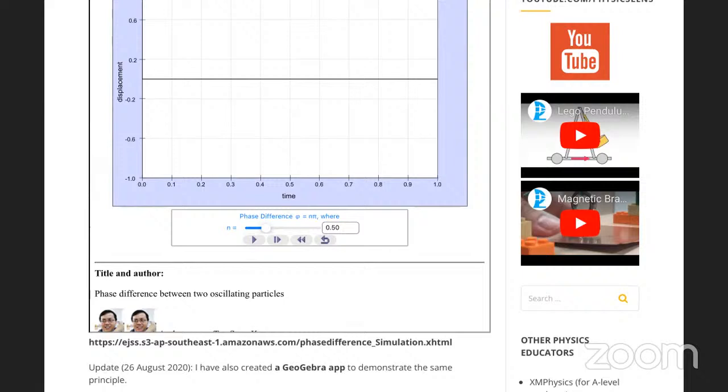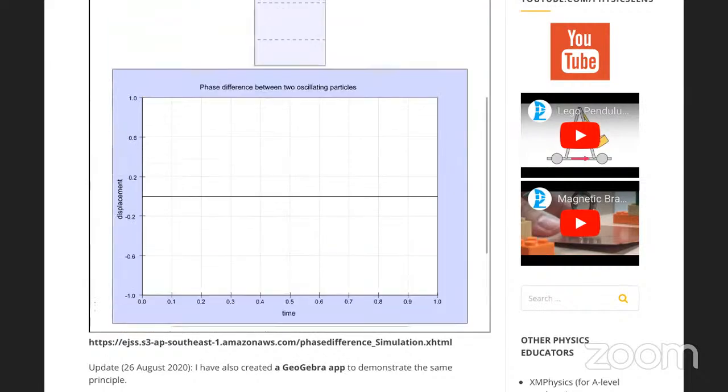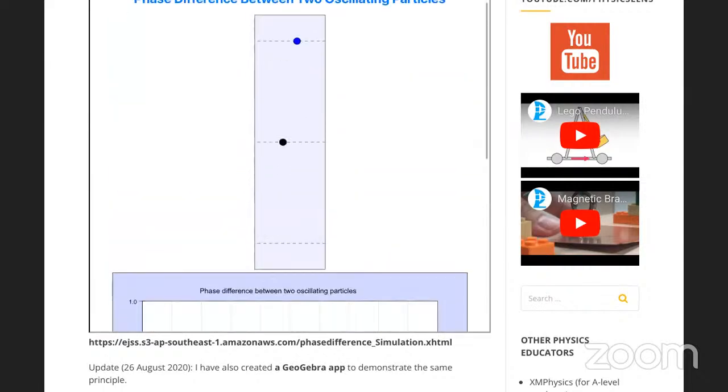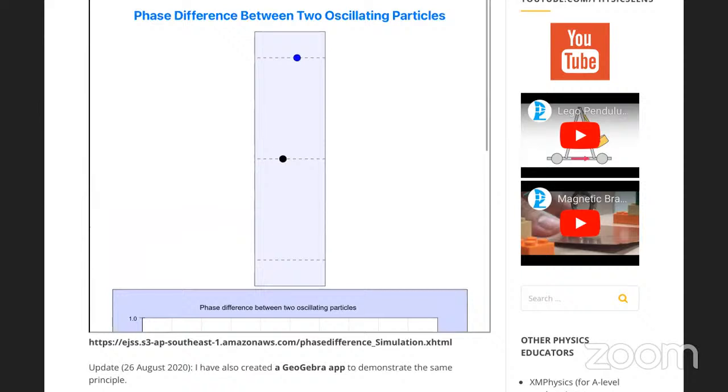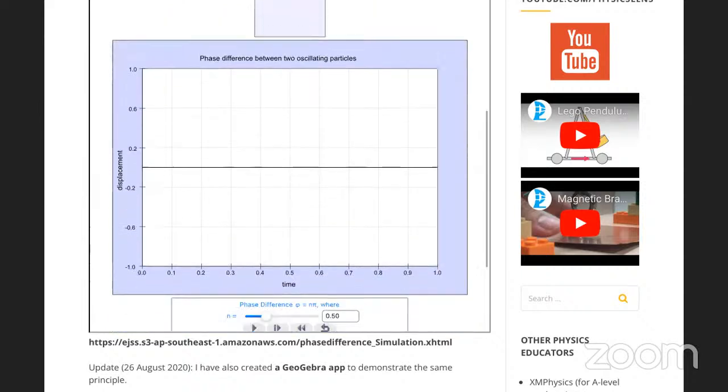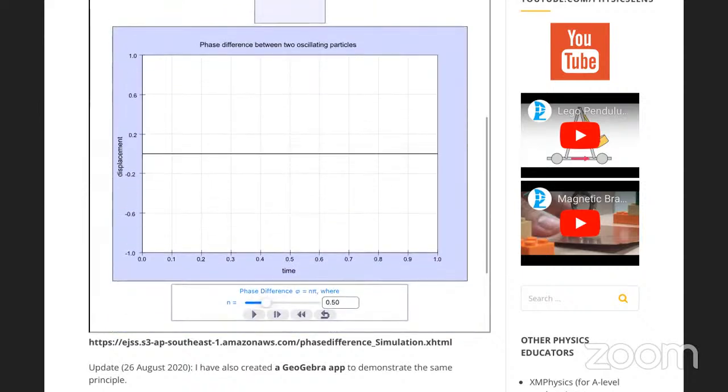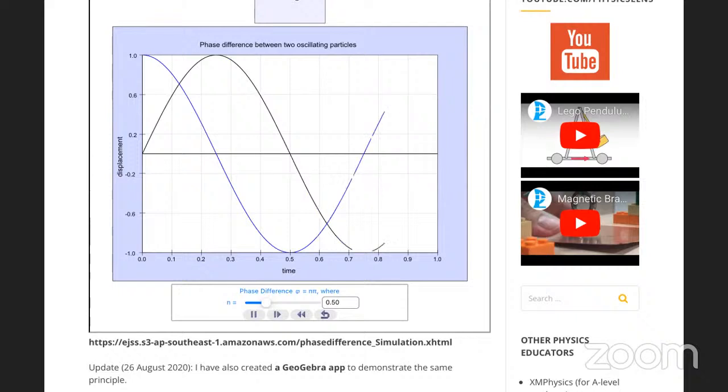Okay, all right, stay outside. Okay, bye. Right, 0.5 phase difference. So let's put them at a 0.5 phase difference and see what the wave will look like. Don't worry about the particles so much. Watch it there. That's what a phase difference of 0.5 pi will look like.